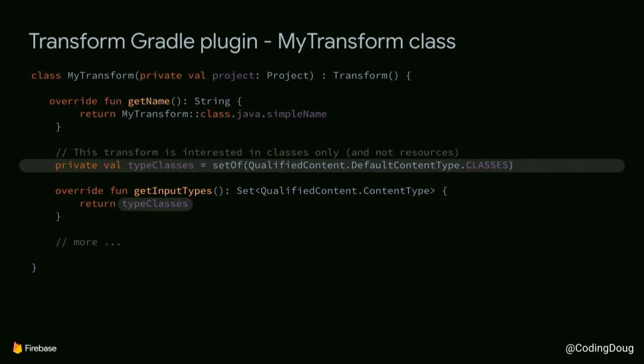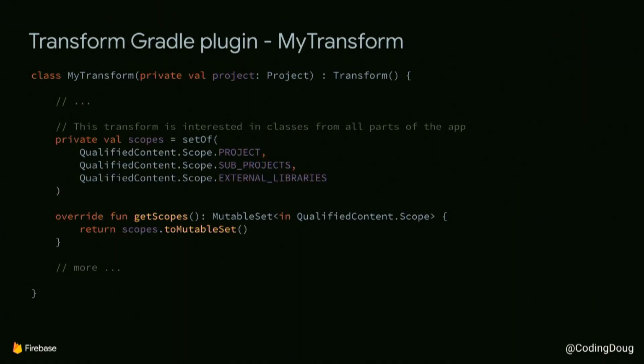You have to declare what you're interested in. In this case, I'm just interested in classes. I believe with transforms you can also intercept resources, but I don't care about those. So I'm just saying all I want is classes. So tell me if there's a class going through the system. The other thing I'm going to have to tell it is the scope of the classes that I want.